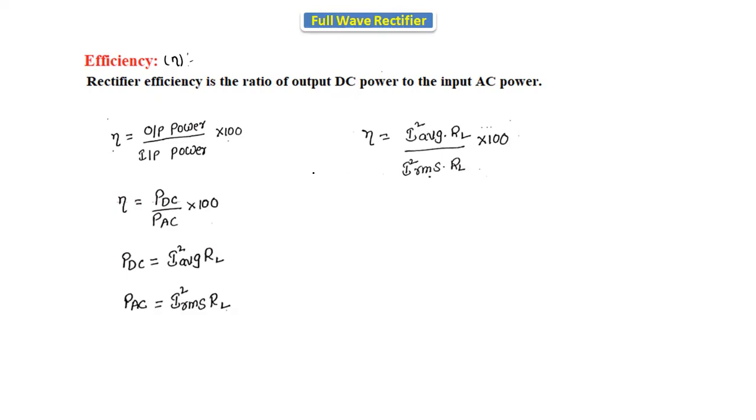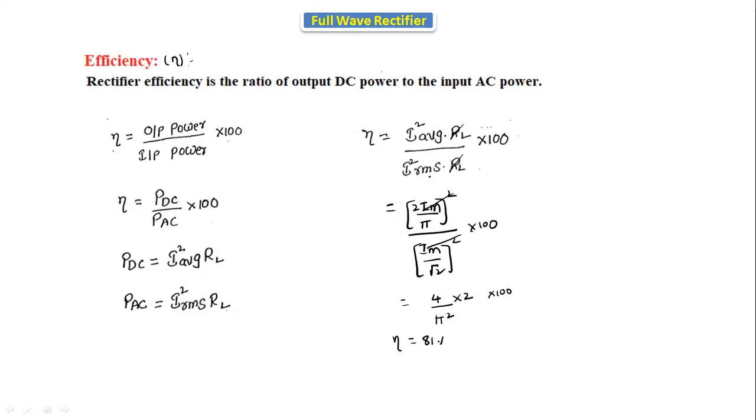Now, RL gets cancelled. We know that the I average value is 2Im by pi, whole square, divided by the RMS value Im by root 2, whole square, into 100. Here Im square gets cancelled. Finally we get 4 divided by pi square into 2, the root square cancels, into 100. Calculating the above value, eta is 81%. This is the efficiency of the center tapped full wave rectifier.